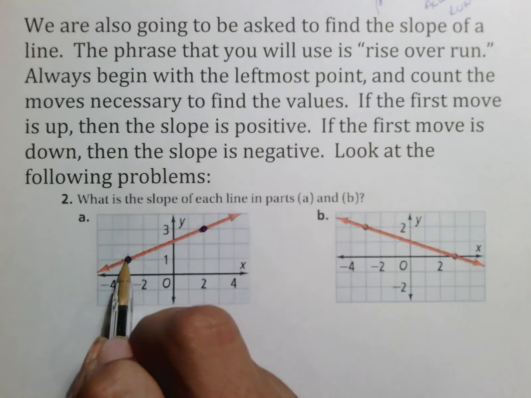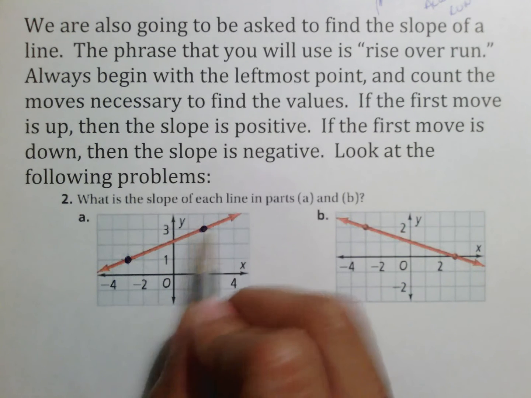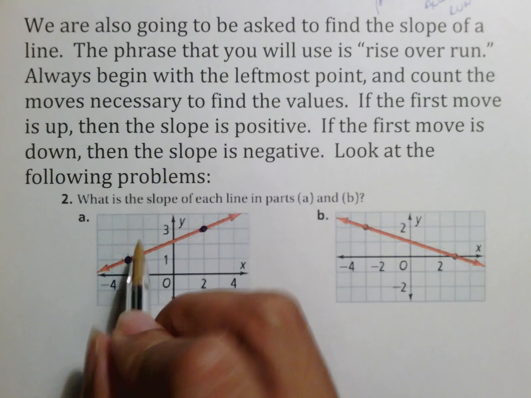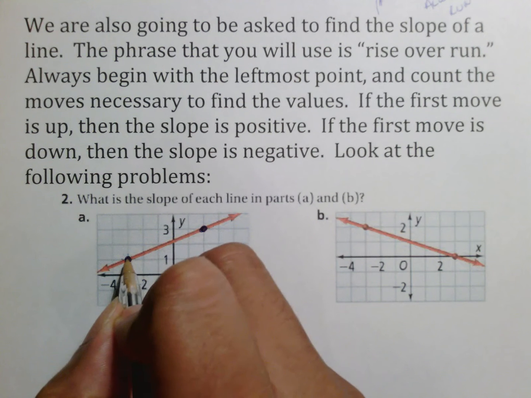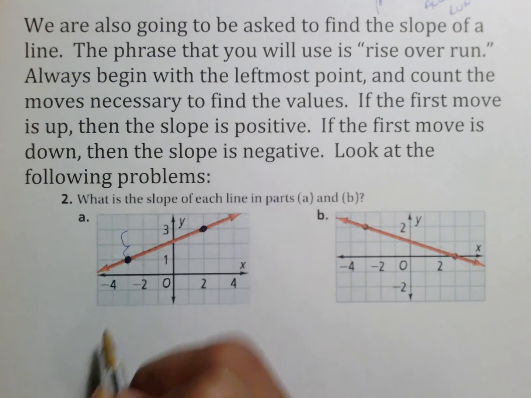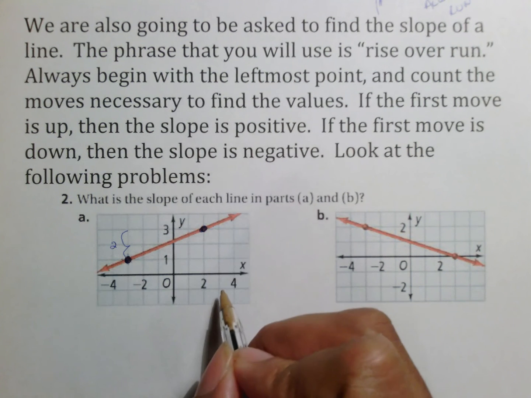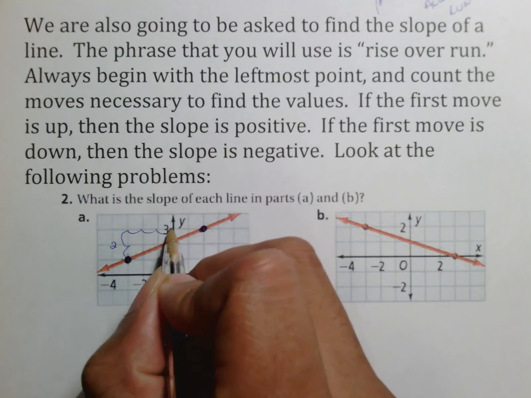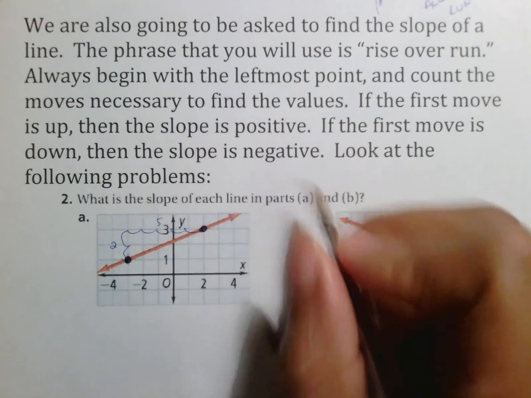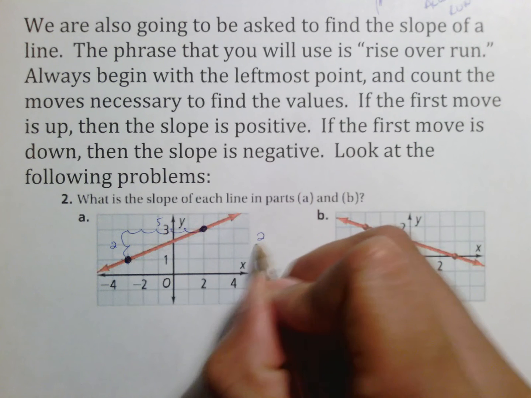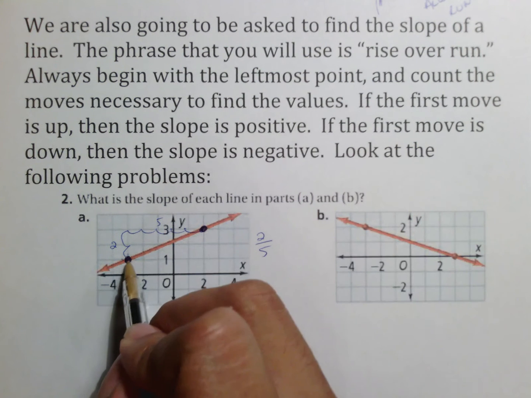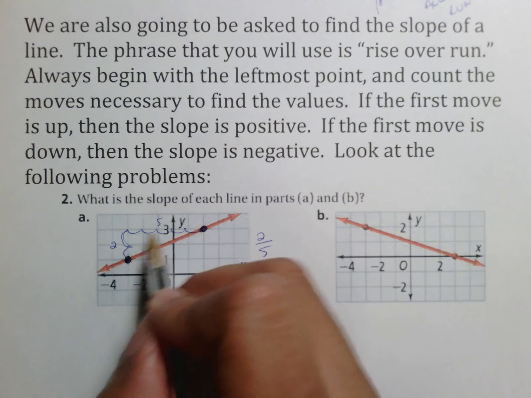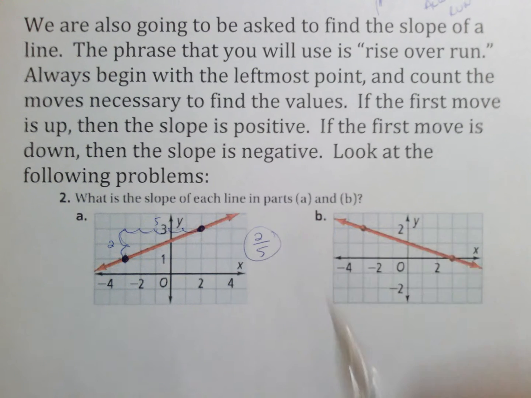But again, always start at the left point. You always want to have a point to the right of where you are. And so again, rise, you say, how many steps does it take for me to get level with the second point? And notice that we went up 2. And then your run is sideways, 1, 2, 3, 4, 5, which means that my slope of this is 2/5. It is positive because I went up 2 and then over 5. Positive 2/5 would be my slope.